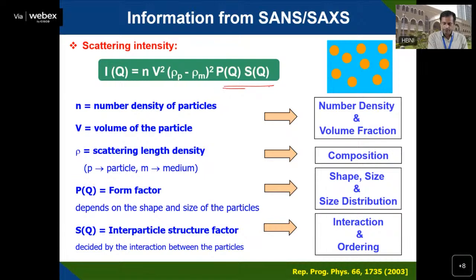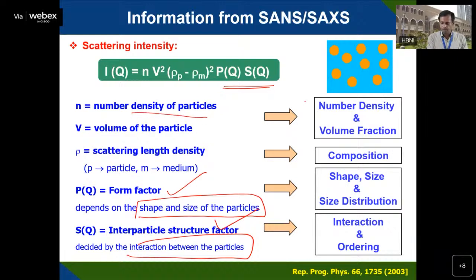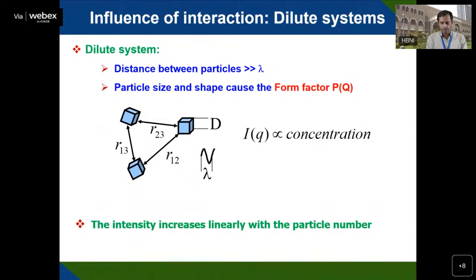So mainly P(Q) and S(Q): P(Q) is the form factor, S(Q) is the interparticle structure factor. From the form factor you get information about shape and size, whereas S(Q) will decide the interaction between the particles. You will also get the number density. So from the structure factor you get the interaction and the ordering, and the shape, size and size distribution you get from the P(Q) factor. All this information you can get from X-ray or neutron scattering techniques.